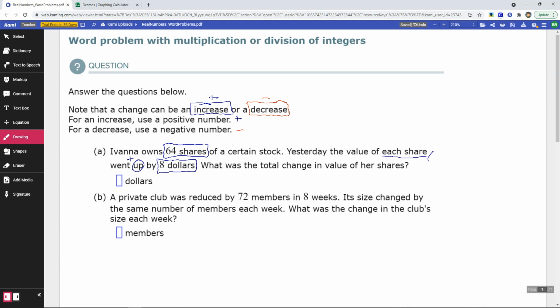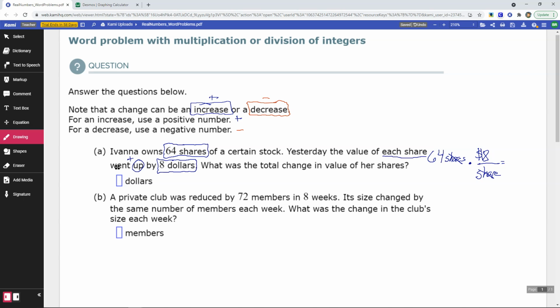So if she started with 64 shares, and each share went up by $8, so $8 per share, that means that in order to figure out how much the total change in value was, we're going to need to multiply 64 shares by $8 per share. This way, our shares cancel out and we're left with just a monetary value. Okay, so just money. So 64 times 8.